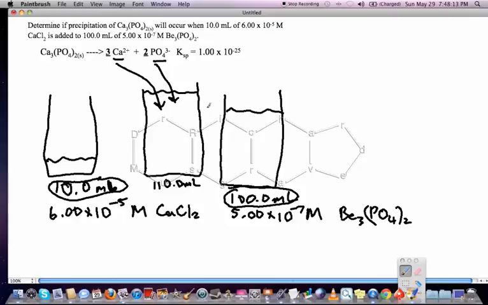And we're going to figure this out by using the Q value once we figure out what the actual concentrations of calcium and phosphate in this solution are going to be. What you'll see is that the calcium will come from the CaCl2 and the phosphate will come from the Be3(PO4)2. Not only do we have to figure out the concentration of calcium in the initial solution and the concentration of phosphate in the initial solution, we also need to figure out what happens to the concentrations after dilution occurs and we get a new volume. So that's going to be the two parts of the problem.